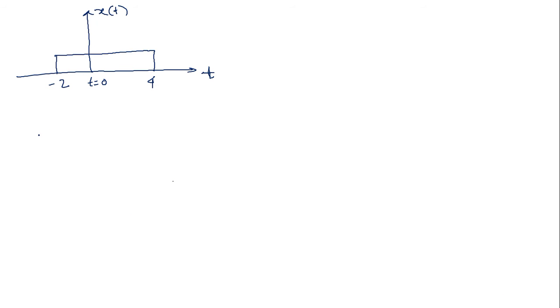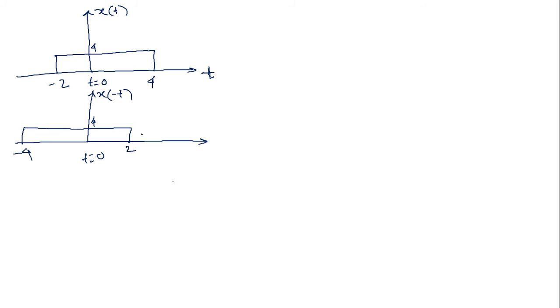Next I am drawing the x of minus t once again. X of minus t starts from minus 4 to 2. Here the amplitude is 4, here also the amplitude is 4, t equals 0, starting from minus 4 to 2. That is x of minus t. Now I know the formula of x odd of t, or the antisymmetric part, that is x of t minus x of minus t divided by 2.